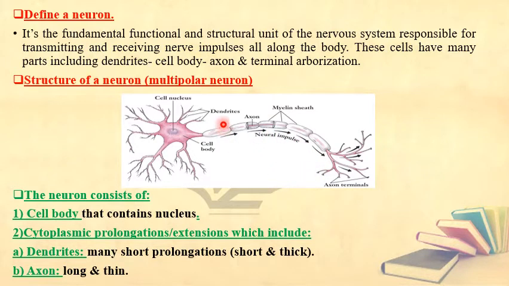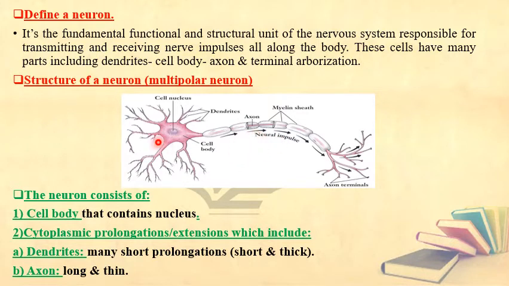You know that the dendrites are the ones that receive the stimulus. The message is going to enter toward the cell body, and then it is going to be taken away from the cell body through the axon to the terminal arborization in order to be transmitted into another neuron. And like this, the nervous message propagates from one neuron to another.